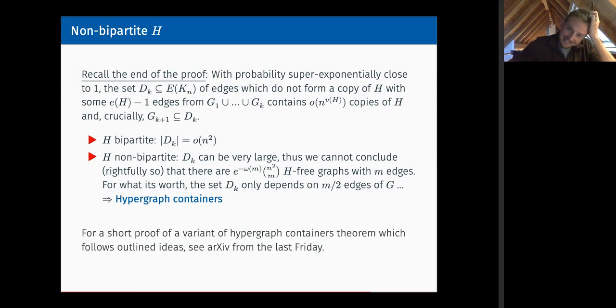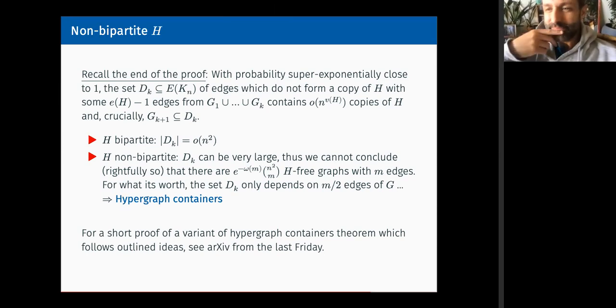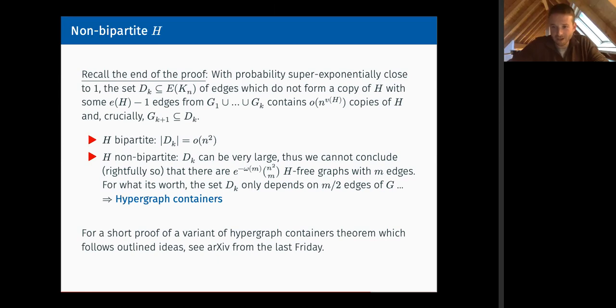And this is exactly what you can use to give an alternative proof of the containers, following the reasoning along these lines. You can get a version of the containers, and it's a one-page proof, and I can only invite you to look at the arXiv from last Friday. But anyway, this just shows that in the end, containers and all these counting results are really tightly related. And even if you try to prove one without the other, they meet at some point.